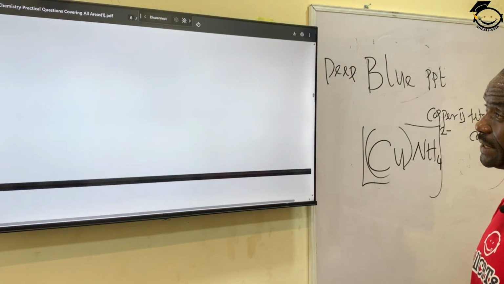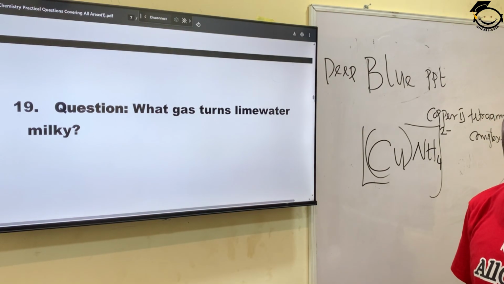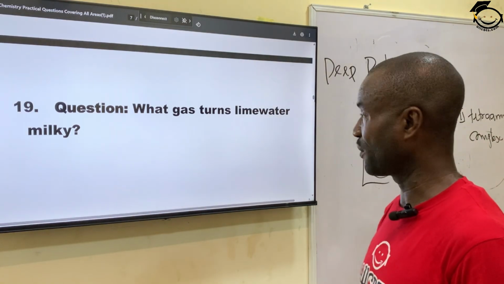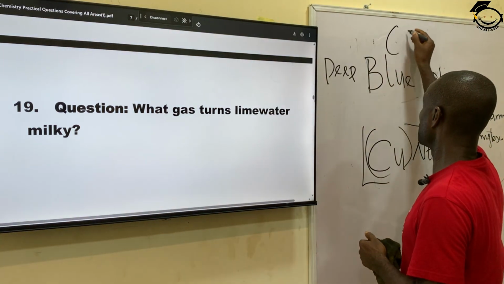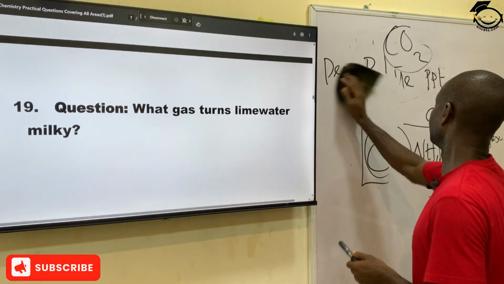Question 19. What gas turns lime water milky? The only gas that does that is carbon IV oxide, which is CO2. Very simple. Question 20.